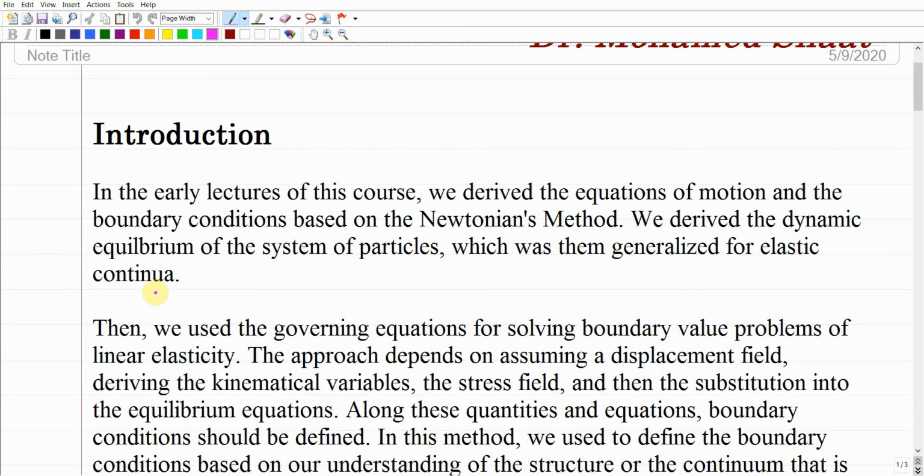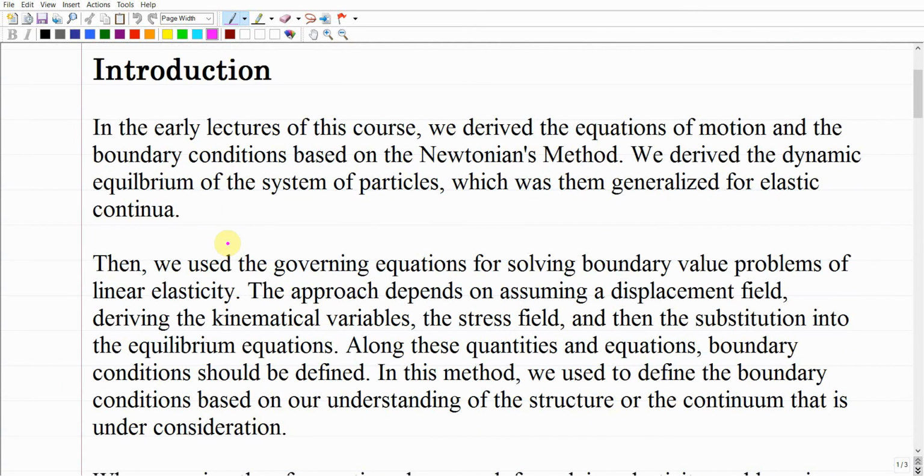We started from the discrete system, we assumed a discrete system of particles, then we derived the equilibrium equations or the equations of motion of a single particle. Then we considered the summation to sum all the dynamic equilibrium of the system of particles. Then we did integration and applied the divergence theorem, if you remember, to derive the governing equation or the equation of motion of the elastic continua in general, that would be composed of an infinite number of particles.